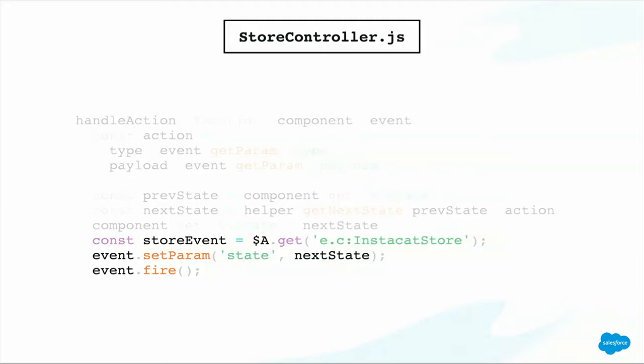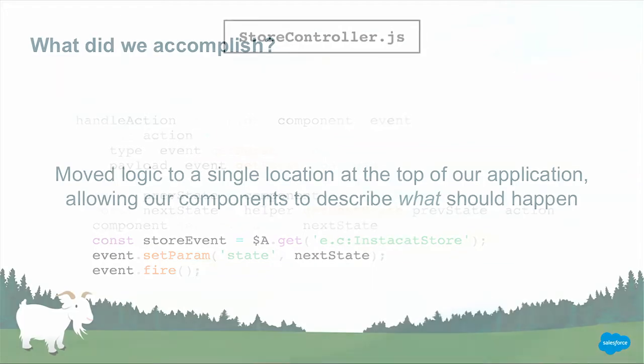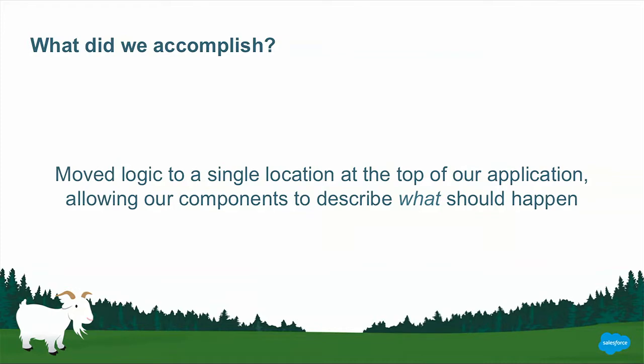Now any component that's listening to this event is going to have the new current state of our application, and no one's ever going to get out of sync because there's only one state that exists in our application, and everyone knows about it. So what did we accomplish? We moved all of our logic to the top of our application, allowing our components to describe what should happen, not how it should happen, which is really cool when you go back to edit your components later, and you know all your logic is now in one spot. So Jade's going to talk about our last topic here.